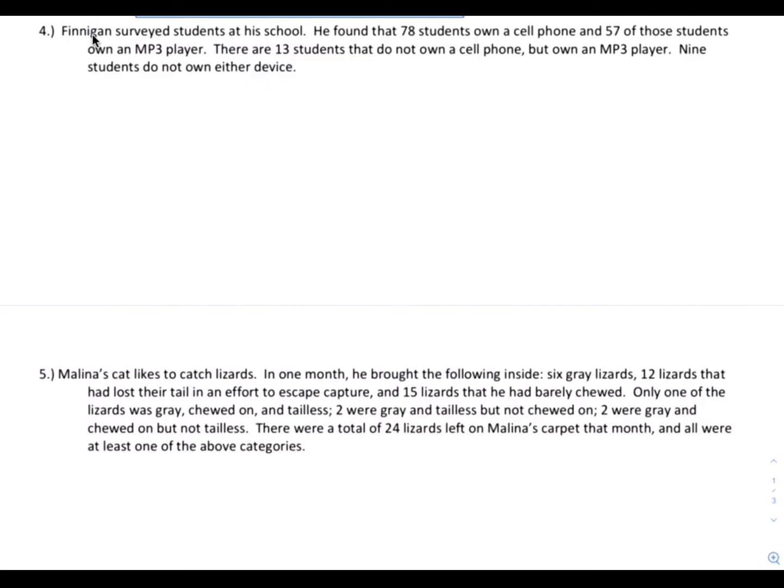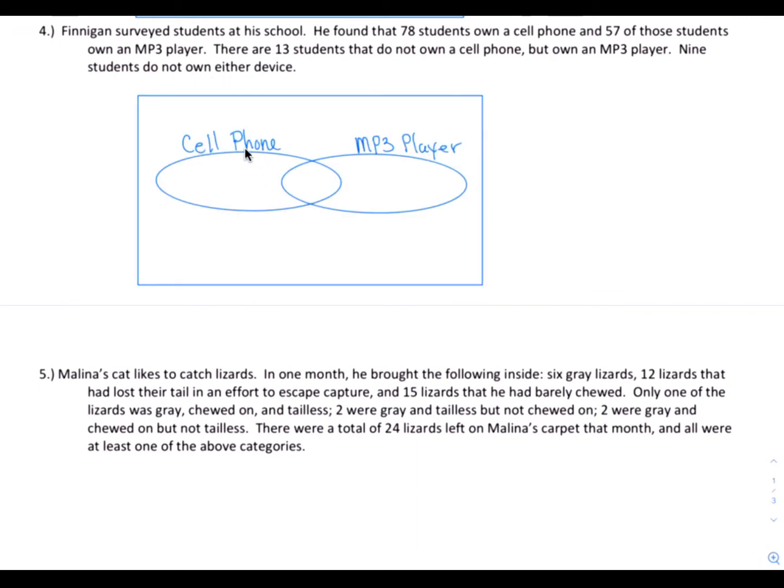Number 4. Finnegan surveyed students at his school. He found that 78 students own a cell phone and 57 of those students own an MP3 player. There are 13 students that do not own a cell phone but own an MP3 player. 9 students do not own either device. Our 2 categories are going to be those who own a cell phone and those who own an MP3 player.